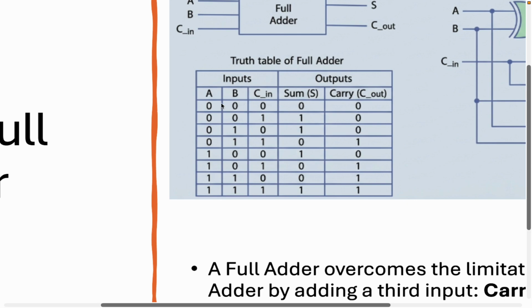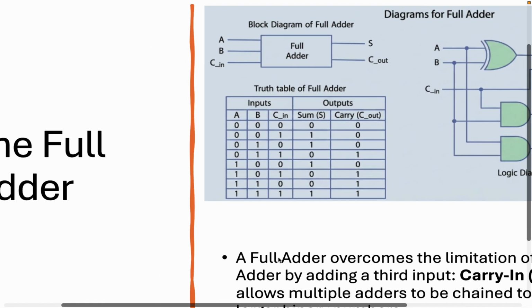You have three inputs: 0 0 0, 0 0 1, 0 1 0, 0 1 1, 1 0 0, 1 0 1, 1 1 0, and 1 1 1. When we have 0 0 0, sum is 0 and carry is also 0. When we add these three numbers in the next case, my sum is 1 and carry remains 0. Same goes here also. Here we have two ones, so it becomes sum 0 with carry 1, and so on. Since we have two ones, it goes as a carry. Here also it goes as a carry. For 1 1 1, we get sum 1 and carry 1.